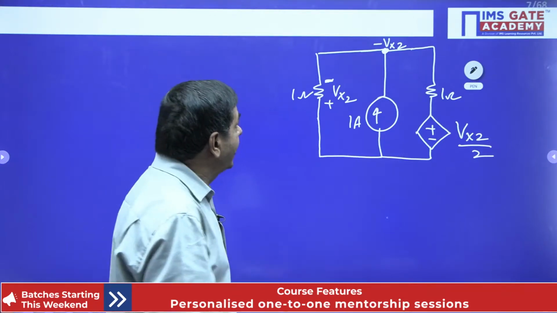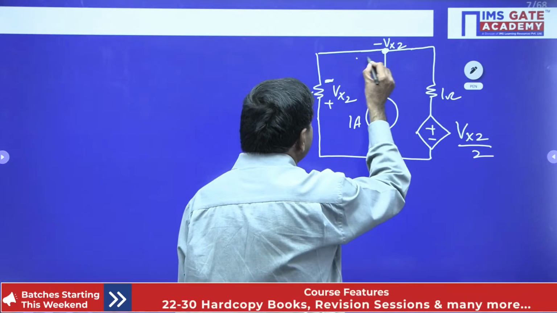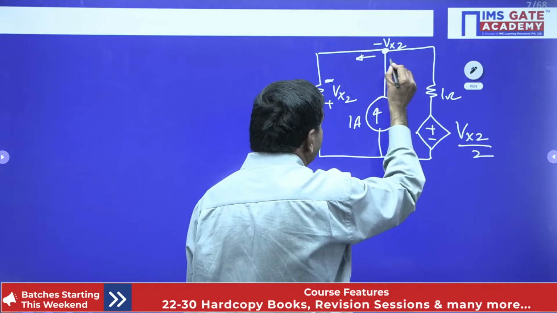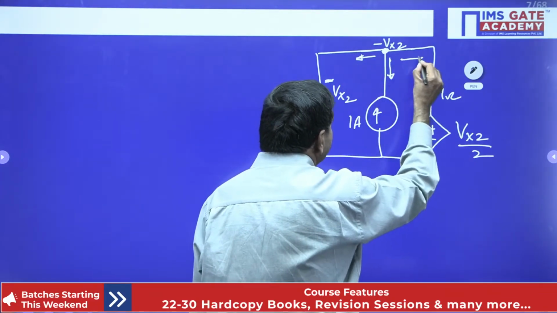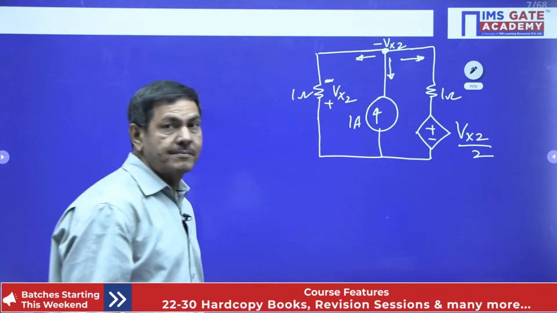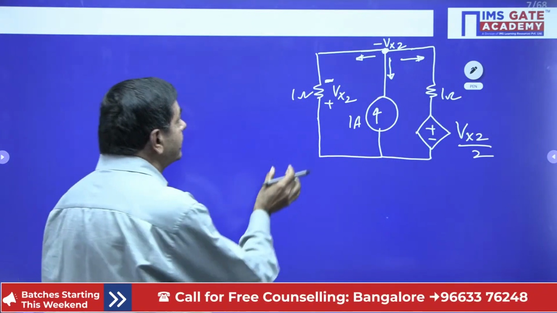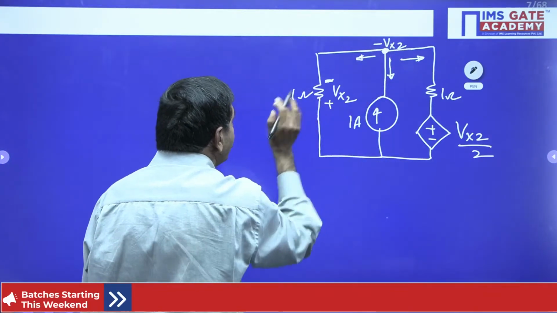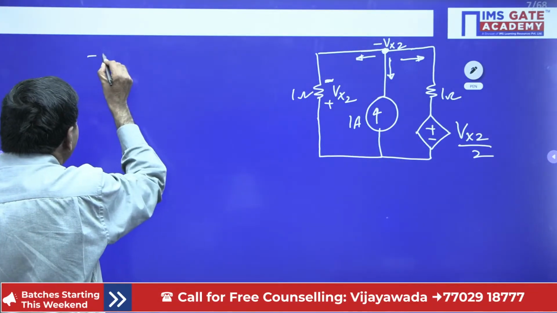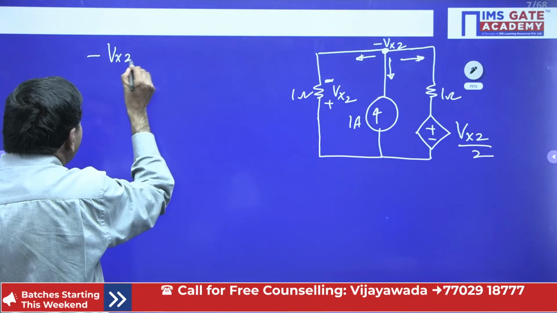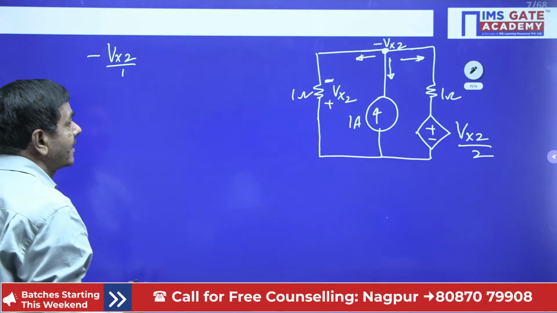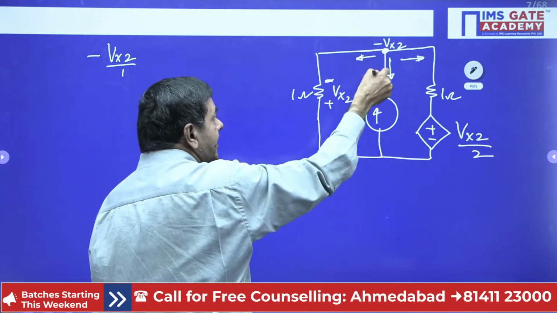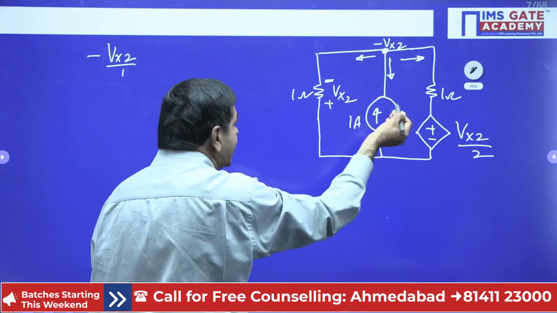As per nodal I can find this Vx2. This current plus summation of currents away from the node, you put it now. This current plus this current equal to 0 we can put. I can find current across this, minus Vx2 by 1 this side. Minus Vx2 by 1 we got current this side. This current is directly given, 1 ampere in this direction. I want in this direction, so minus 1 I can put this side.